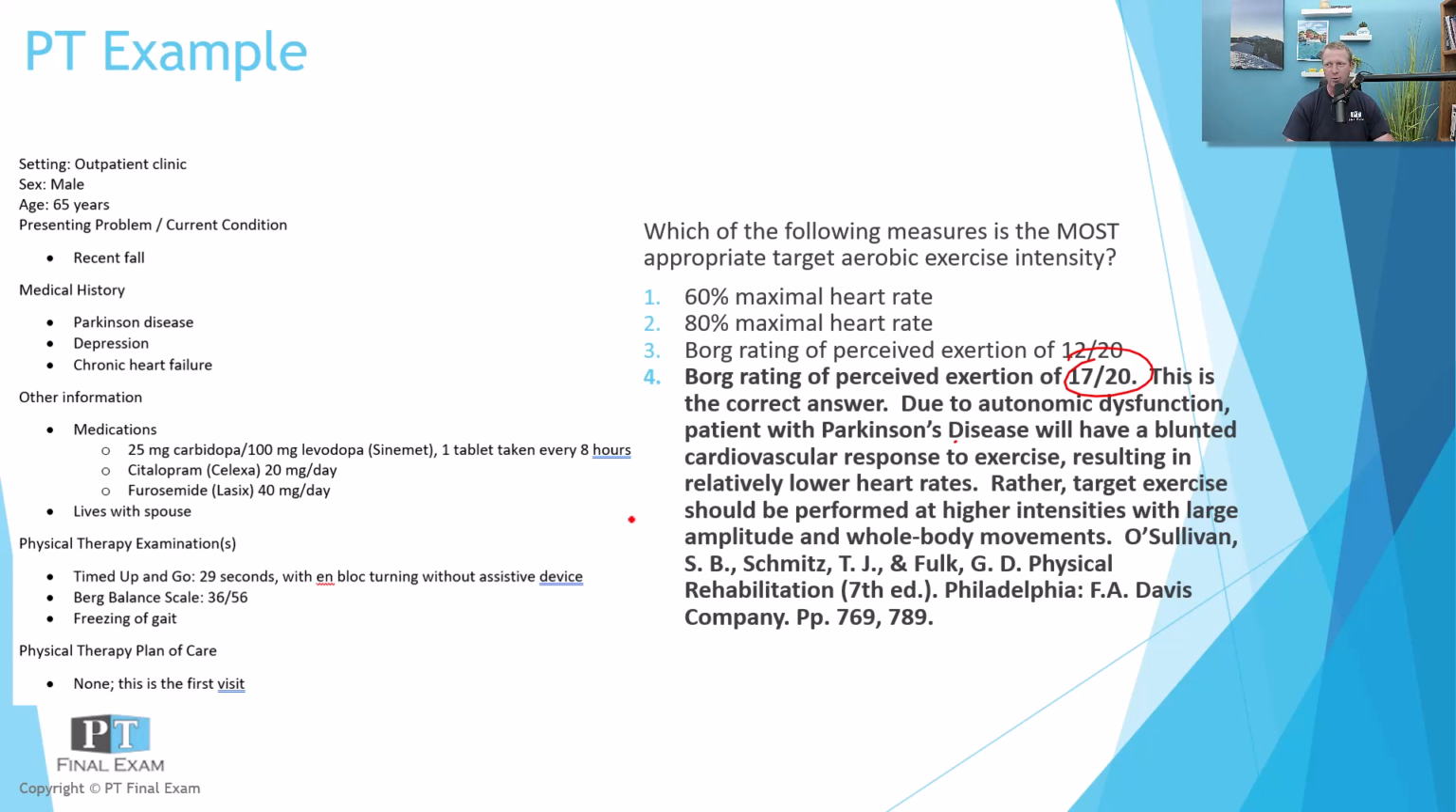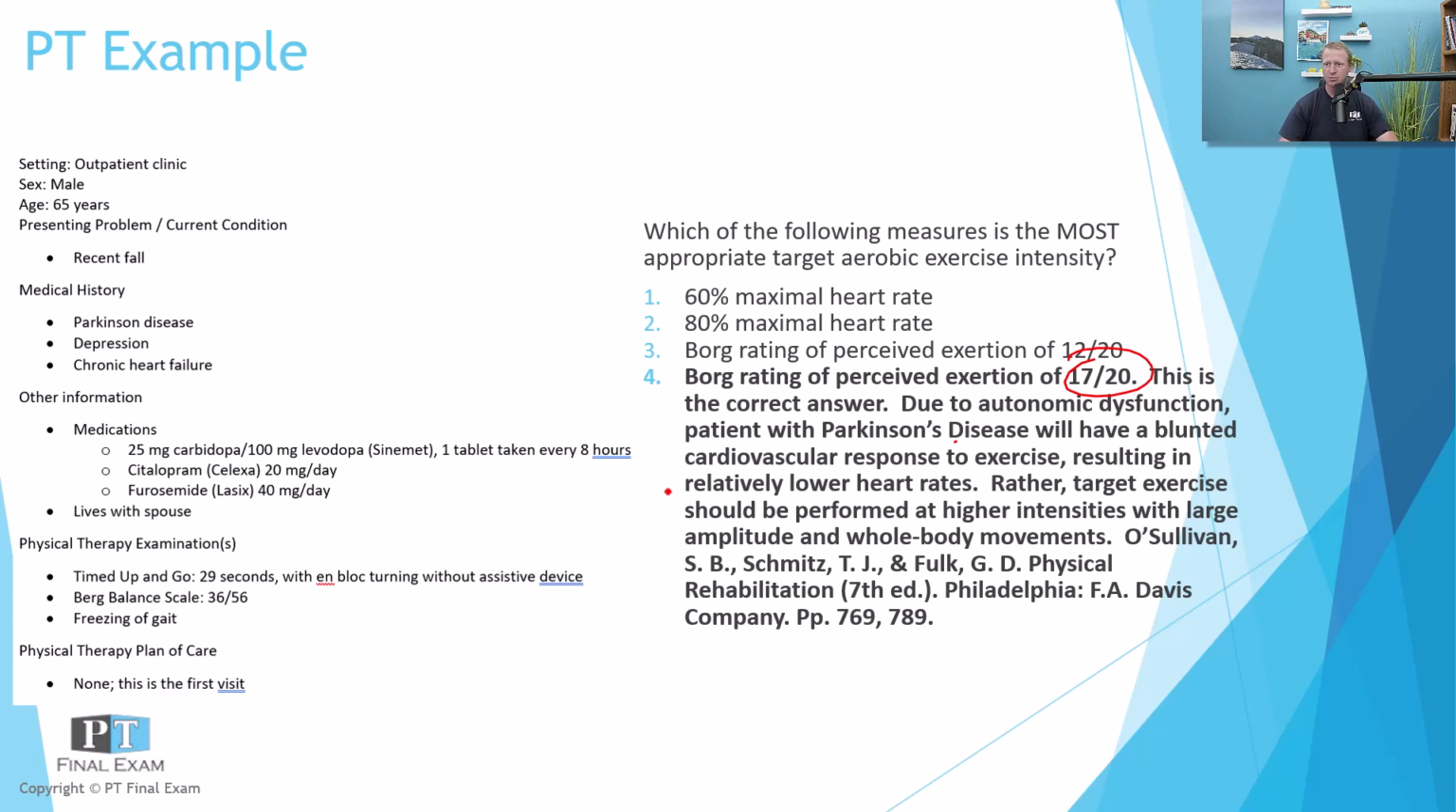Now, again, if you look at just the heart rate, you'll find that that is a poor indicator of their actual performance, just because of that autonomic dysfunction, their heart rate is blunted. Rather, you need to push into that exertion, try to push them to their limits. 17 out of 20 on the Borg RPE scale. You'll find that this increased intensity will result in better or larger amplitude movements, target whole body movements, and try to get a better cardiovascular response.